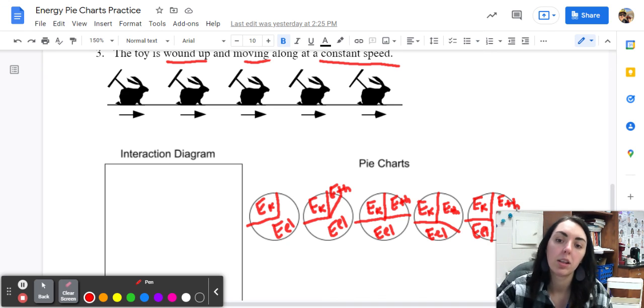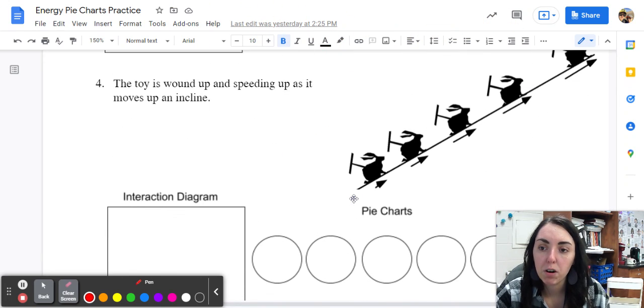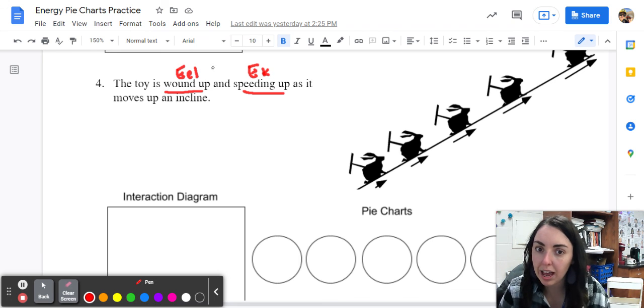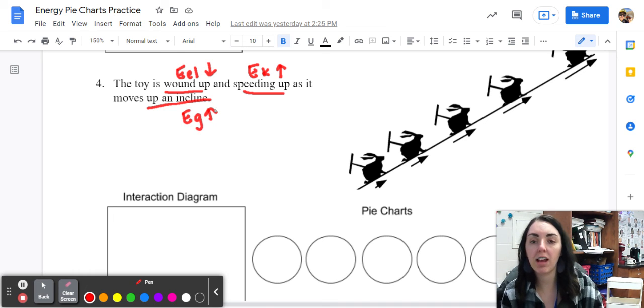climbing up the hill. So I'm going to let you do this last one on your own, but just to give you a few hints, it's wound up. That's elastic. It's speeding up. That's kinetic. If it's moving and it was wound up, that elastic energy is going to decrease. If it's speeding up, the kinetic energy is going to increase, and it's moving up an incline, that means your gravitational energy has to increase too.